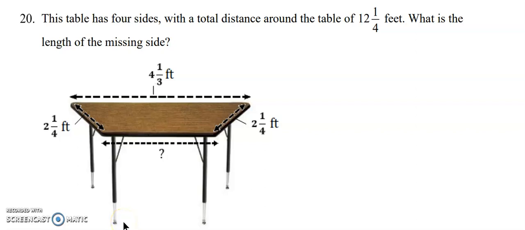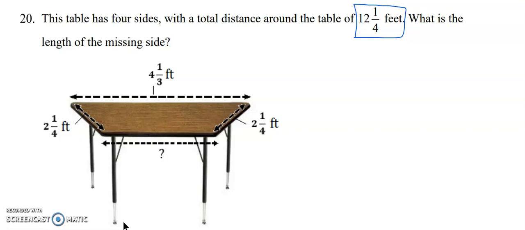1.12 summary exercise question number 20. This table has 4 sides with a total distance around the table of 12¼ feet. What is the length of the missing side? So we know the total, 12¼ feet, and we know what 3 out of the 4 sides are.